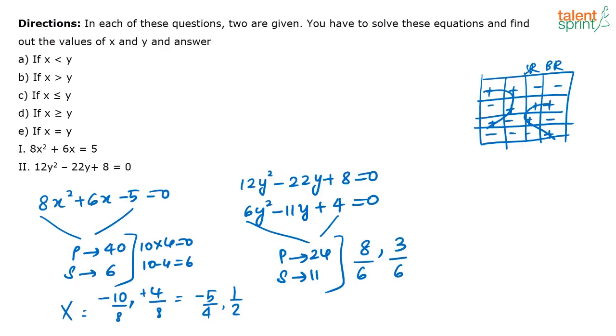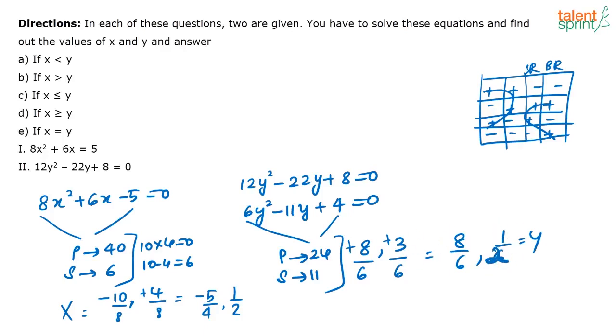Now let's look at the sign. Here it is minus plus. So if it is minus plus, both the roots are positive, correct? So one root is 8 by 6 and one root is 3 by 6, that is 1 by 2. So if you compare, this is y, correct? This is y, this is x. When you compare x and y, see 3 by 6 is 1 by 2.